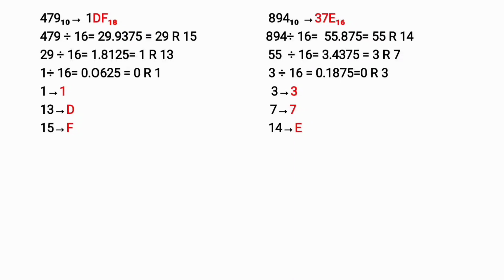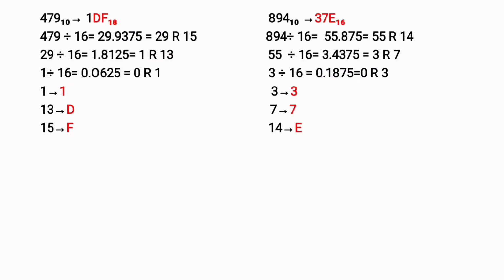Then we convert the remainders to hexadecimal numbers. 1 corresponds to 1, 13 corresponds to D, and 15 corresponds to F. So 1 is the most significant digit and F is the least significant. So 479 in base 16 is 1DF, with a subscript of 16 to indicate that these are hexadecimal numbers.